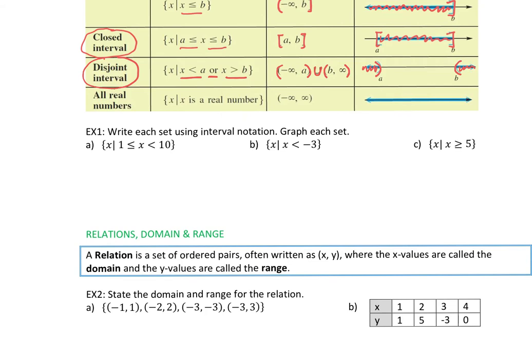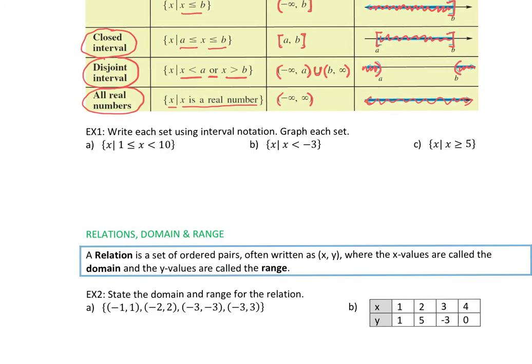Now the special case where you're talking about all the real numbers, you just got to describe it in words. The set of all x such that x is a real number. Interval notation is just negative infinity to positive infinity. And then what you would be doing is you would be shading the whole number line, because it's any real number, it's everything.